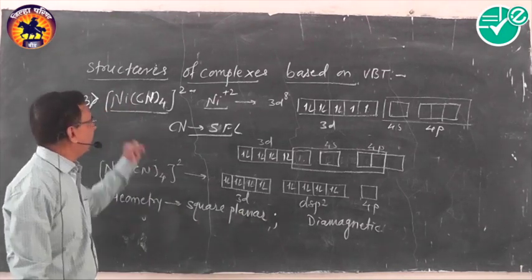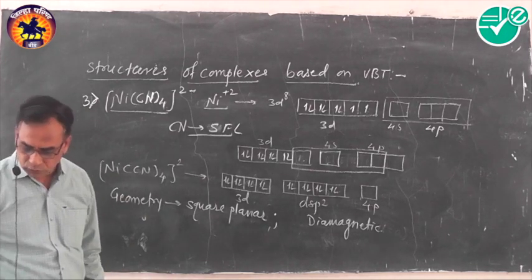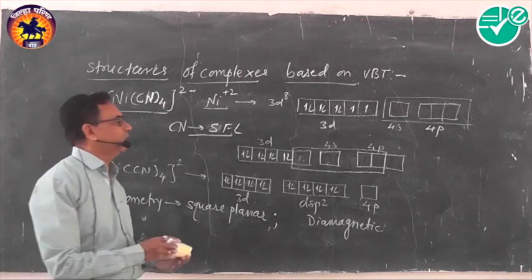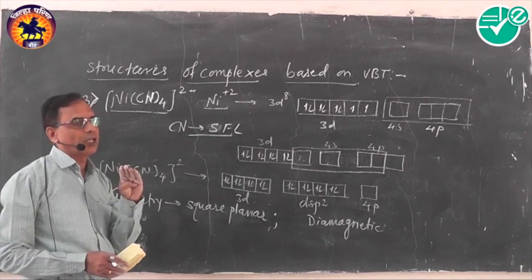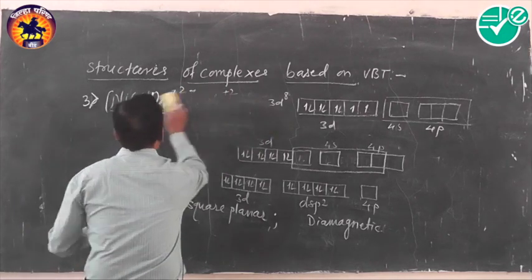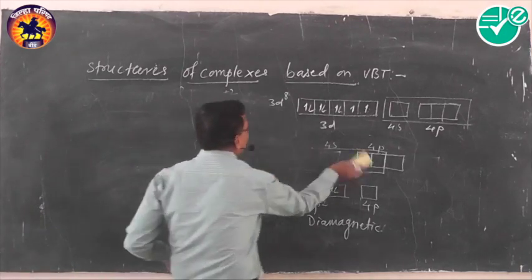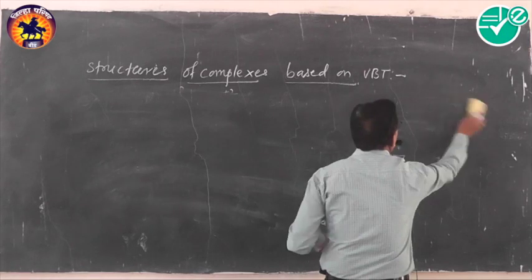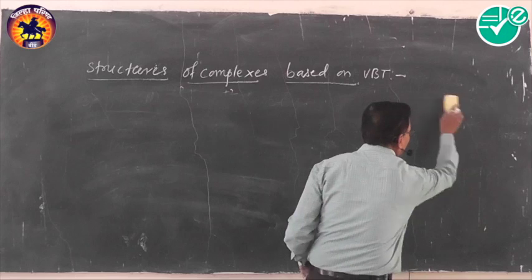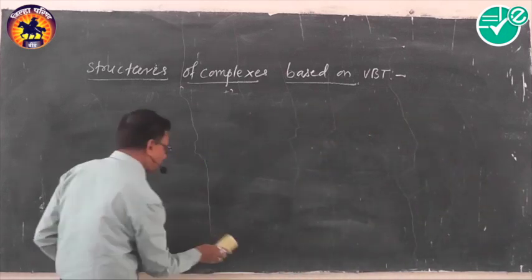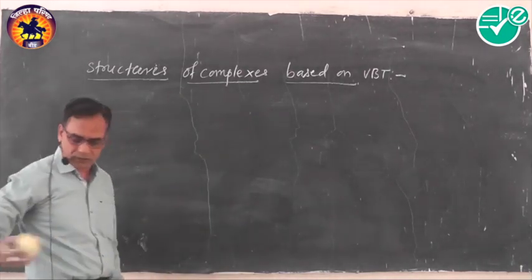So this is the structure of [Ni(CN)4] 2 minus. Now let us see one more structure. These are the complexes which have coordination number 4. Now let us see some complexes which have coordination number 6. Since the coordination number is 6, the geometry of the complexes is octahedral. So let us see some complexes having octahedral geometry, or coordination number 6.